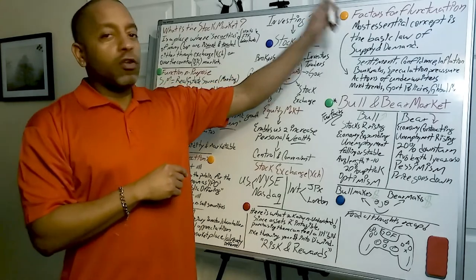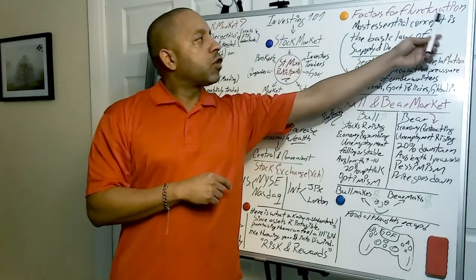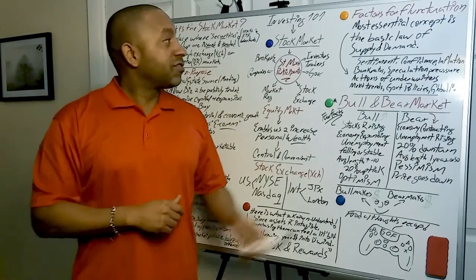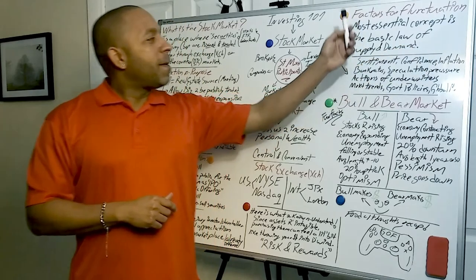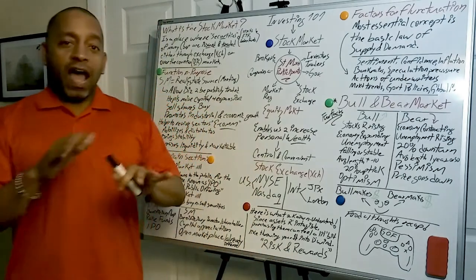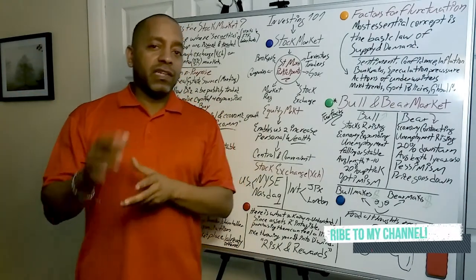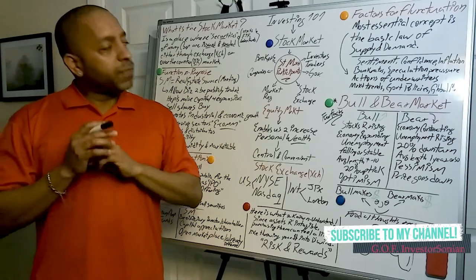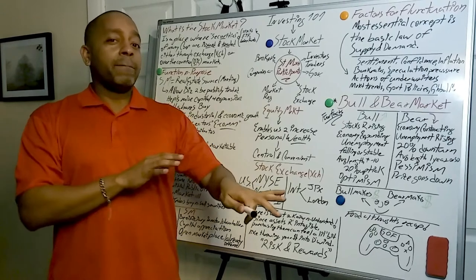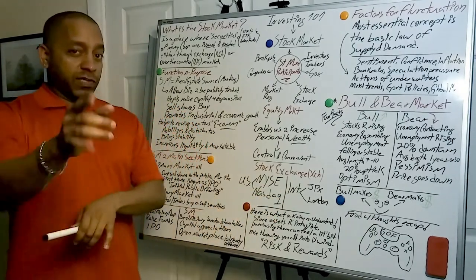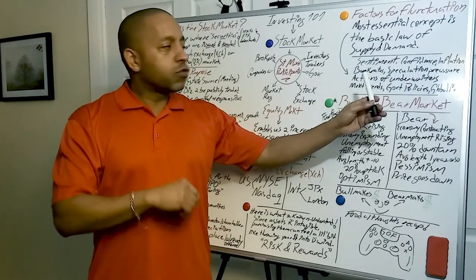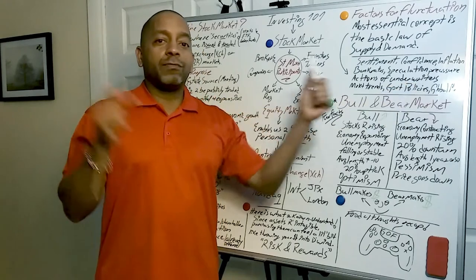Yellow dot right here. Factors for fluctuation. Which one is the top one? Let's check it out. The most essential concept is the basic law of supply and demand, guys. That's the top one. If you see a lot of volatility, one of the main reasons is supply and demand. However, there are many other factors to consider. Let's begin with sentiment. Next one, consumer confidence, especially right now.